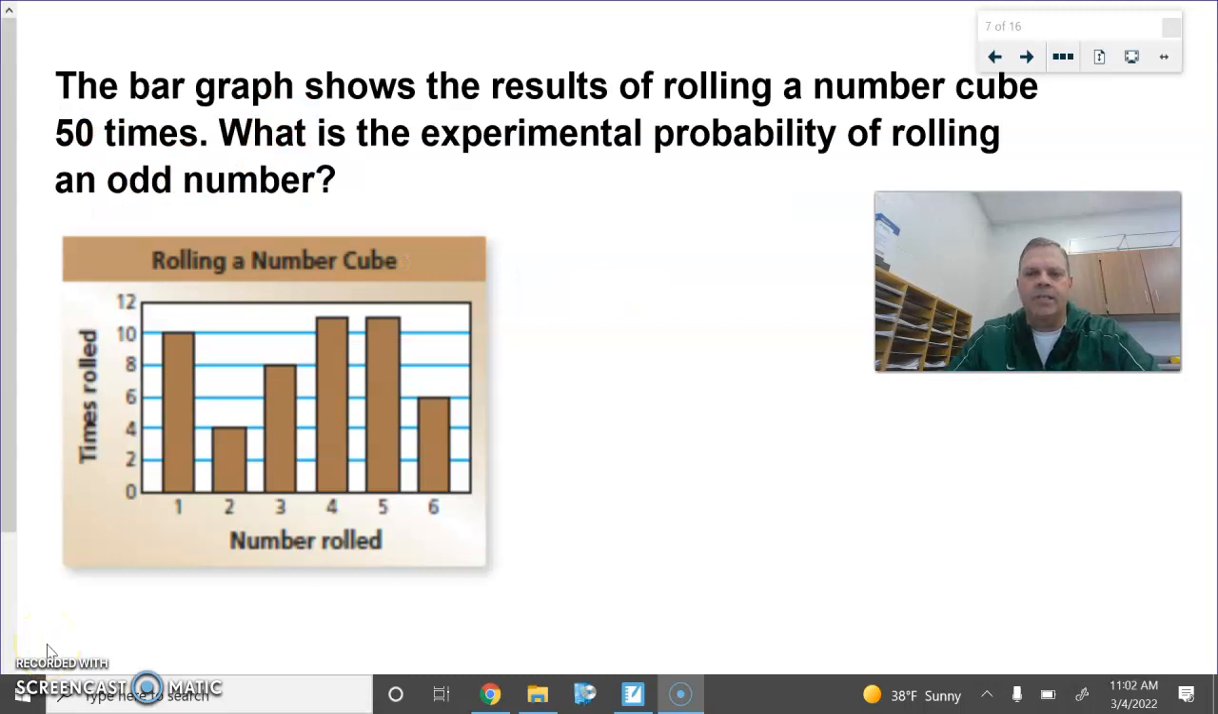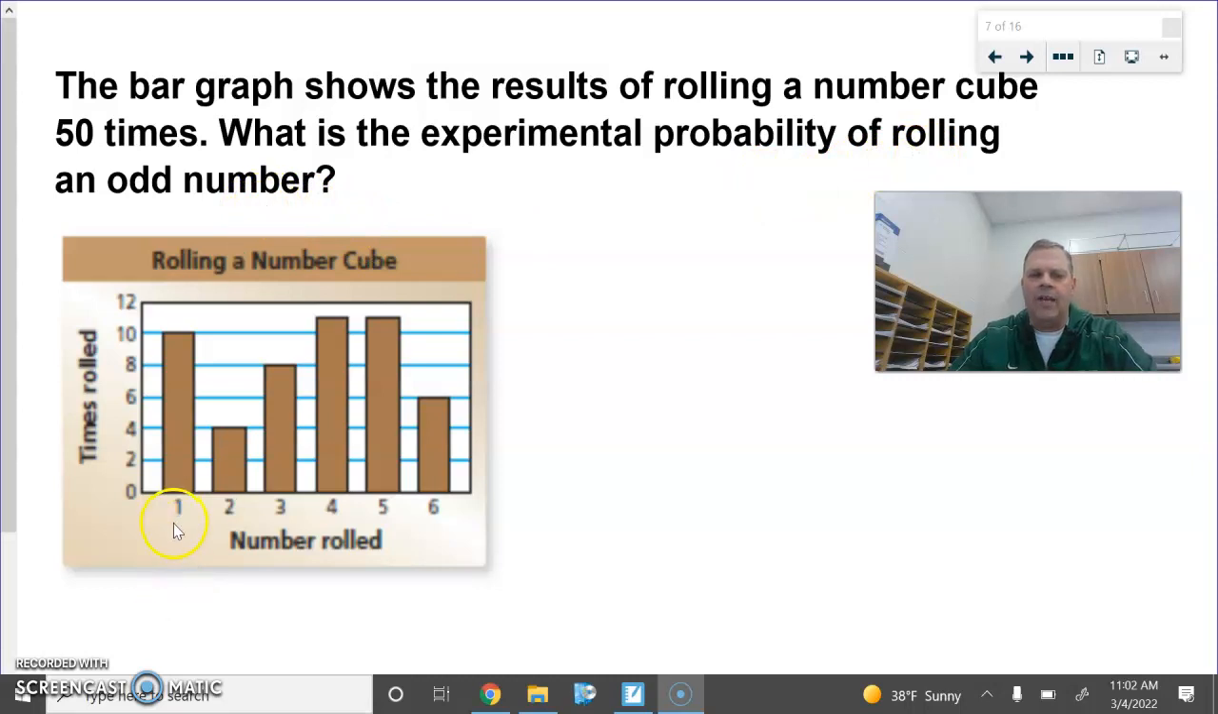So this example is a bar graph that shows the results of rolling a number cube, or a dice, 50 times. And you can see they had 10 on 1, 4 on 2, 8 on 3, 11 on 4, 11 on 5, and 6 on 6. So what they want to know is, what's the experimental probability of rolling an odd number?